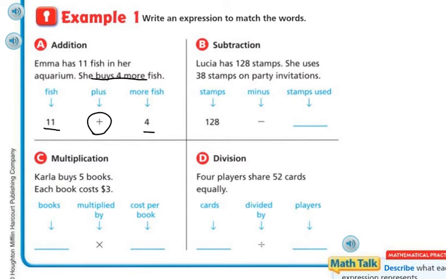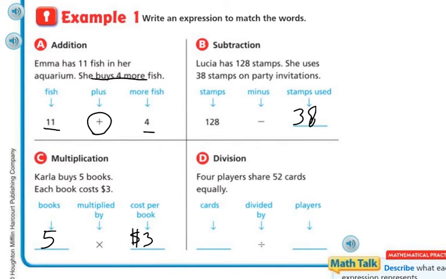With subtraction, Lucy has 128 stamps. She uses 38 stamps on a party invitation. So we have 128 minus 38. Multiplication. Carly buys 5 books. Each book costs $3. So we have 5 books times $3.